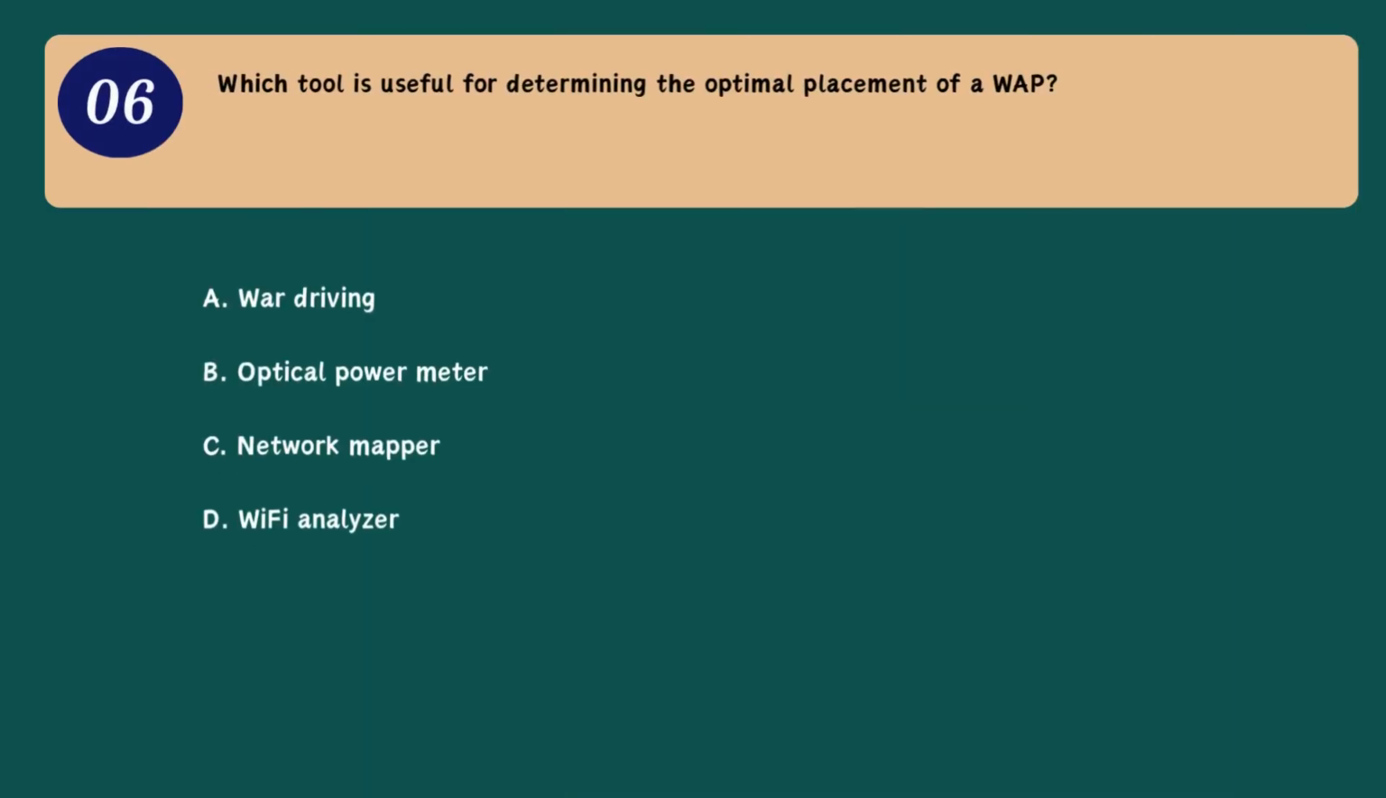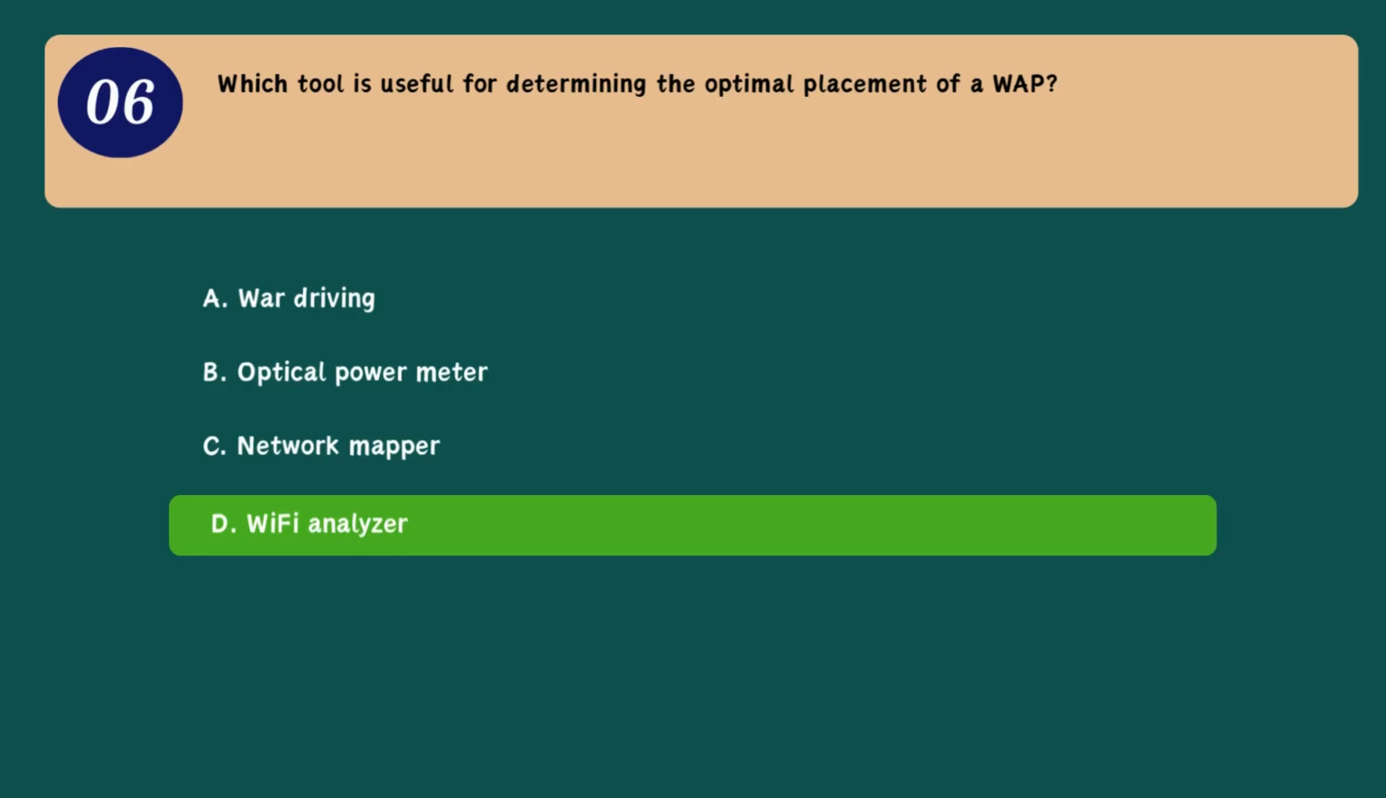Question 6. Which tool is useful for determining the optimal placement of a WAP? A. War driving. B. Optical power meter. C. Network mapper. D. Wi-Fi analyzer.